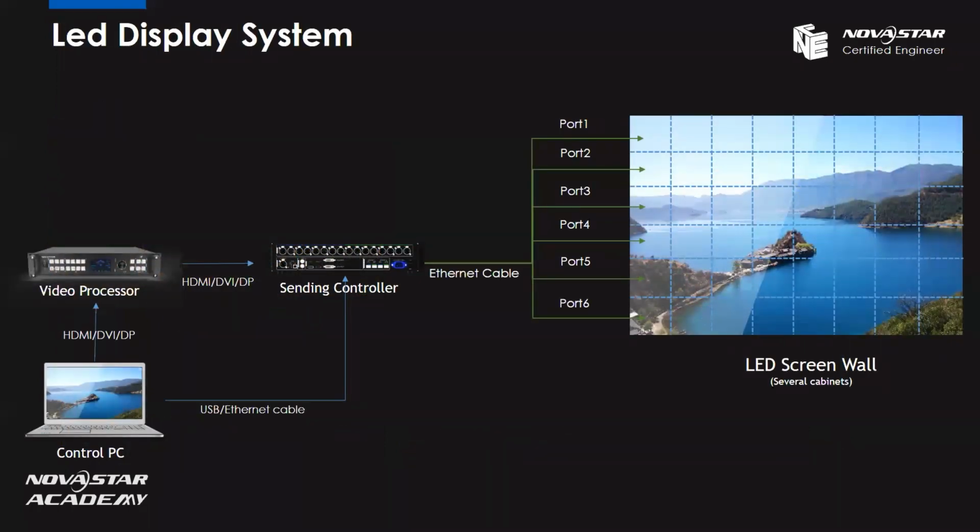So this time, the basic structure should be like this. The video source comes from the control computer and goes to the video processor first. And then the video processor needs to deal with the video source before providing it to the sending controller, such as the scaling function or some other functions. For the other parts of the basic structure, they are totally the same.